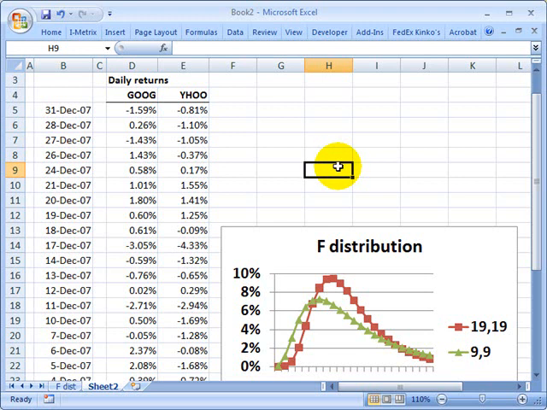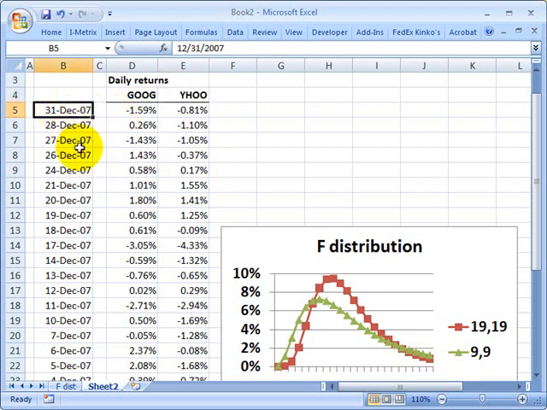Hi, this is David Harper of Bionic Turtle with an illustration of the F distribution. This is a distribution we can use to ask ourselves whether the underlying population variances of two different populations might be the same. So to illustrate that, I pulled the daily price returns for two stocks, Google and Yahoo, for small samples. That is for the month of December 2007.